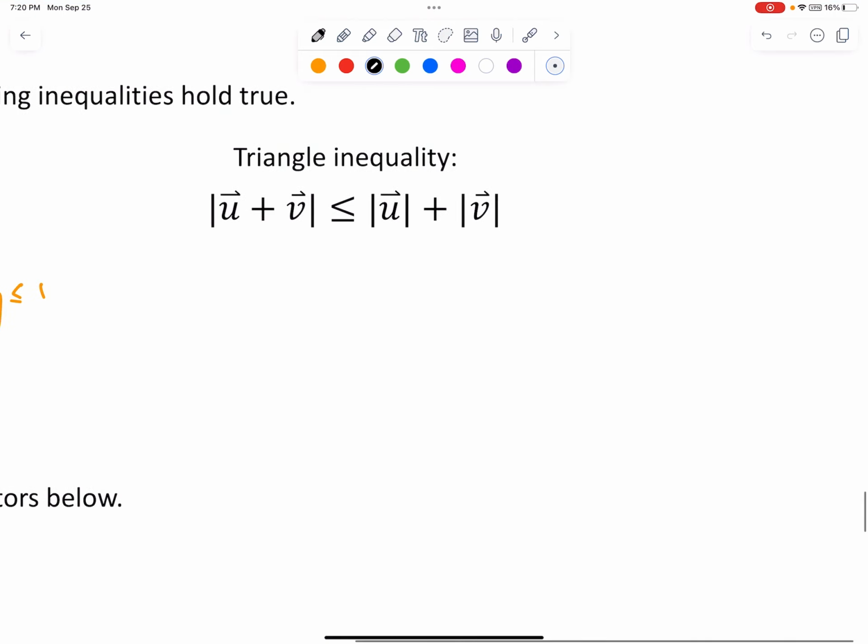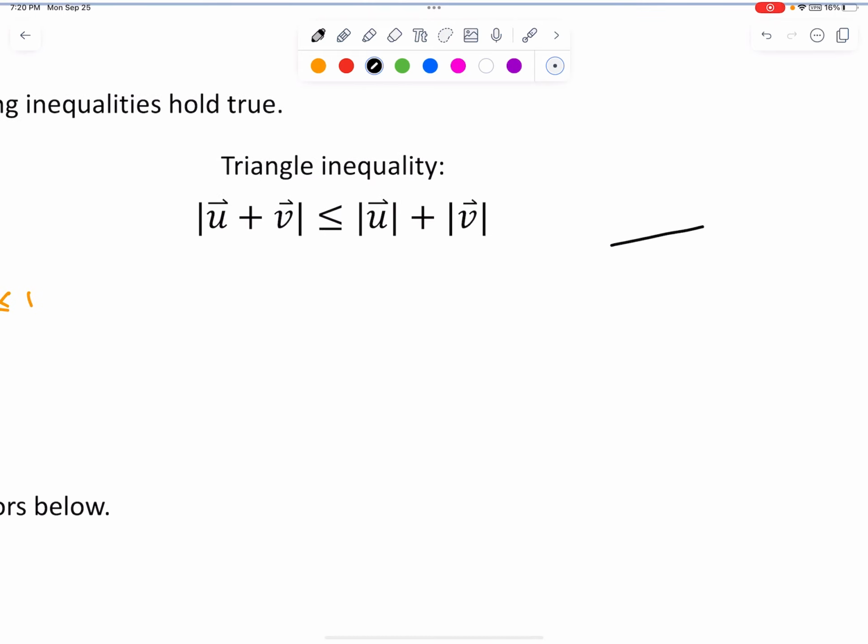But in a two-dimensional context, if you have two vectors, let's say we have vector u and some vector v that points in a slightly different direction, and you add them together. So put the tail of v at the head of u, and then their sum vector would be this vector right here. Now with any triangle, the length of any one side is always less than the sum of the lengths of the other two sides.